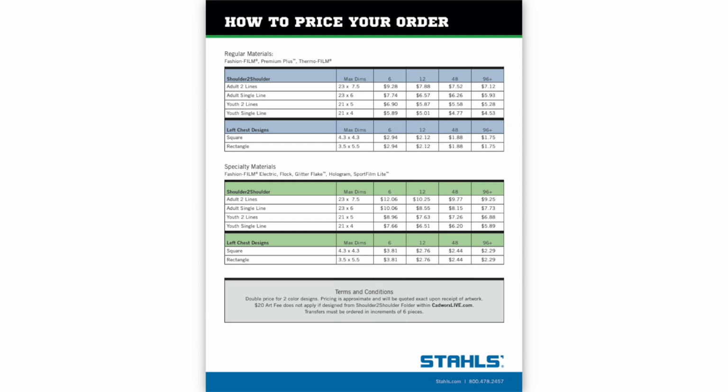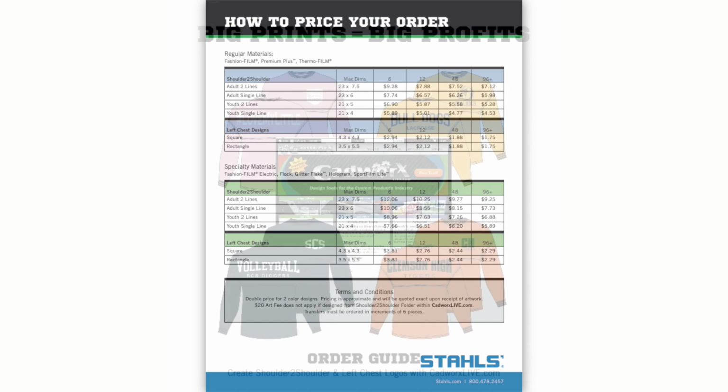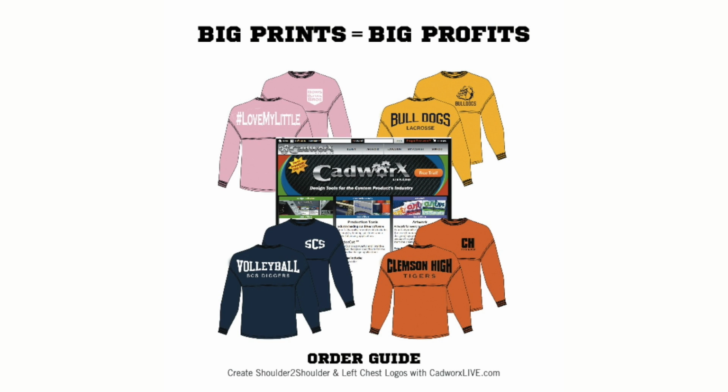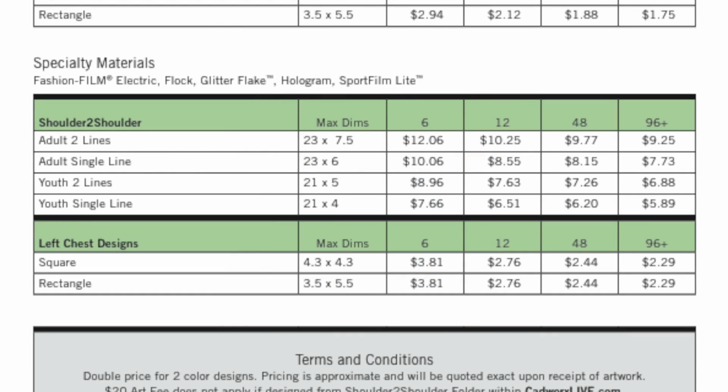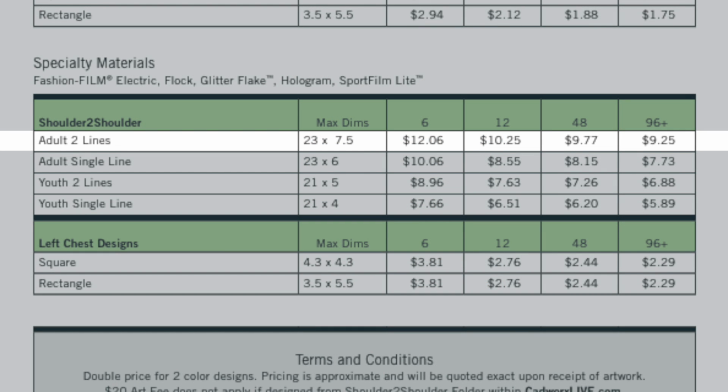At this point, a customer service rep will review your order and contact you with a quote. If you'd like to get an idea of cost and price and material choices with colors, be sure to ask for our shoulder-to-shoulder order guide, which includes all of this information. A standard adult 2-line layout out of a material such as glitter flake that we've customized is going to cost between $12 and $9 per piece depending on the quantity ordered.